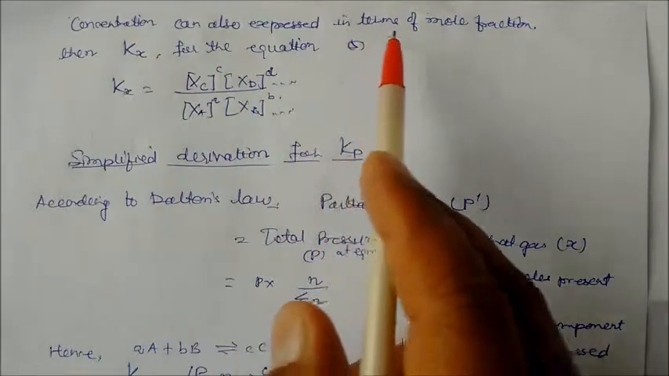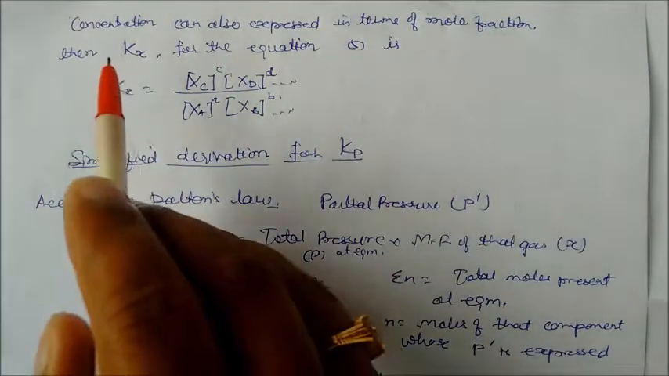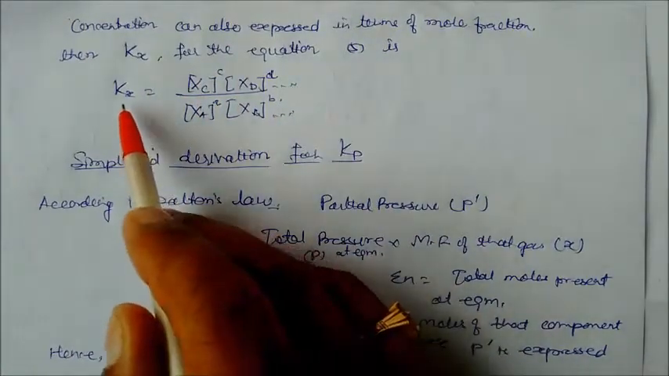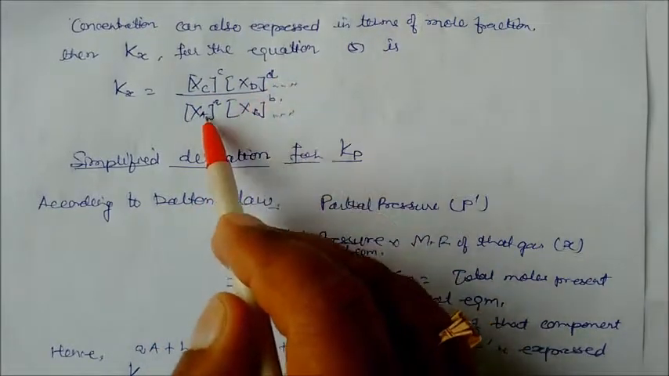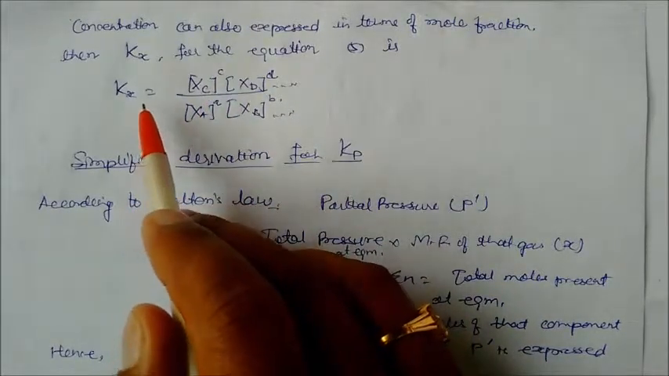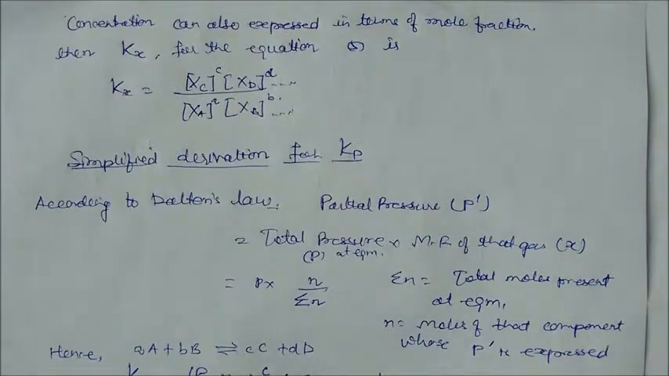Concentration can also be expressed in terms of mole fraction. In terms of mole fraction, we write this term Kx. So for the same equation, Kx is equal to Xc to the power c, Xd to the power d, divided by Xa to the power a, Xb to the power b. So we have seen Kc, Kp, and Kx, where these are the mole fractions.